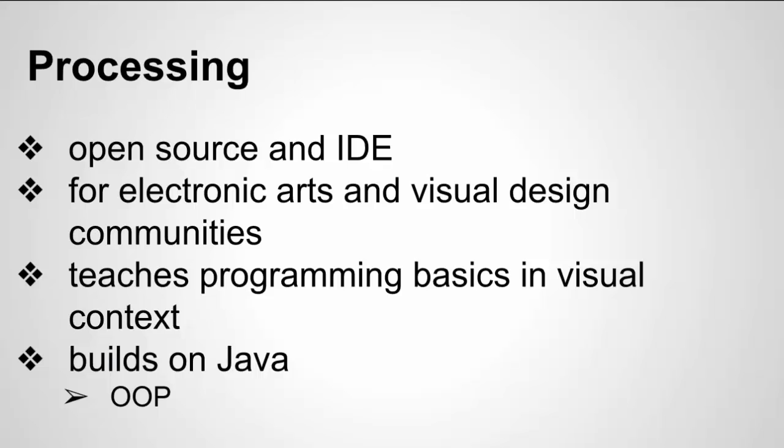Processing is an open source programming language and integrated development environment built for electronic arts and visual design communities, with the purpose of teaching programming basics in a visual context. The language builds on Java, and like Java, is object-oriented. The language uses a simplified syntax and graphics programming model. The code is translated to Java before it's compiled.